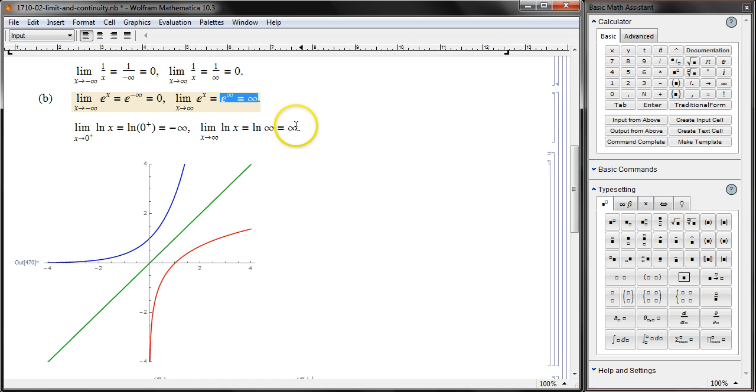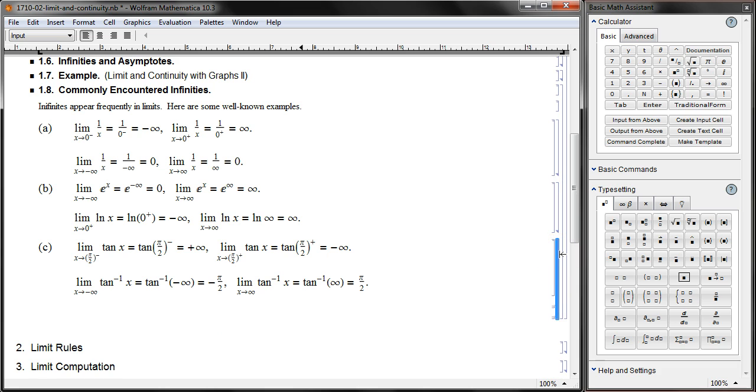How about the log function here? Red graph. X is going to 0 plus, and then follow the graph. Looks like it's going down, down, down, right? That's negative infinity there. How about to the right? It's slow, but going up and up and up. So log of infinity is positive infinity. You can see all those from the graphs.